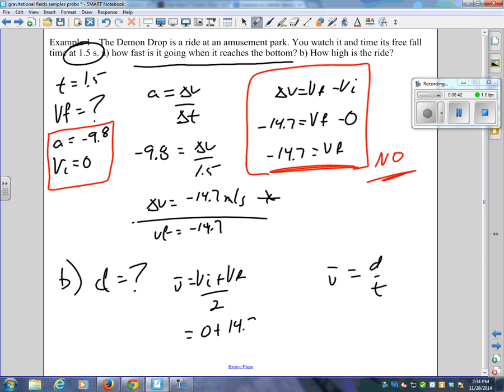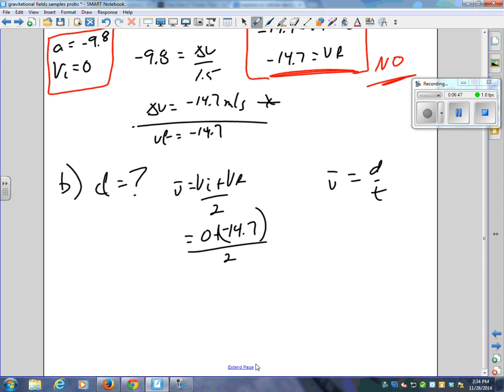Should that be negative 14.7? Yeah, likely. Do you see how this is kind of like a do-over with some of those kinematics questions we did back? You're really getting another chance. That is the one that goes up here. So how high is the demon drop?